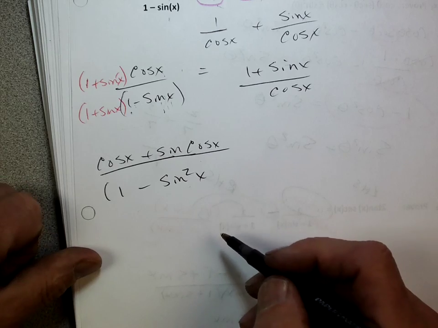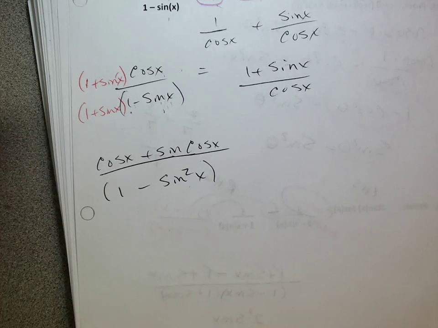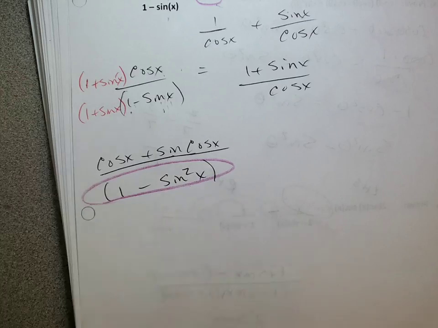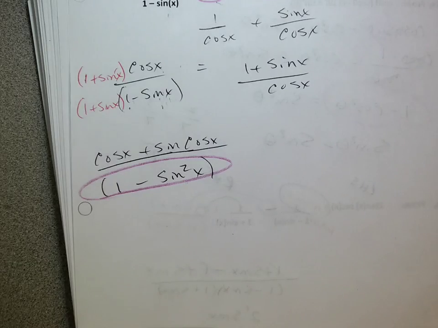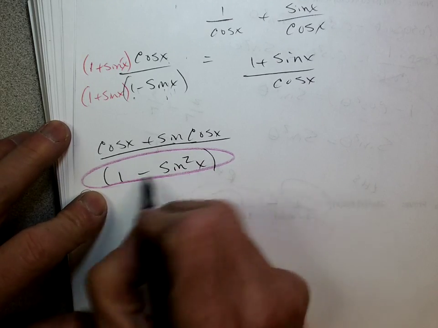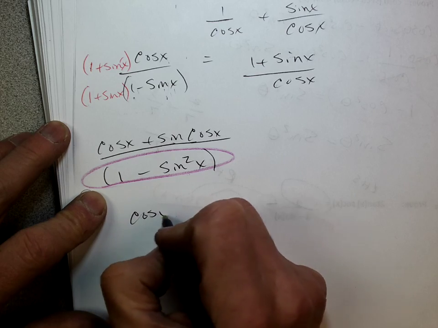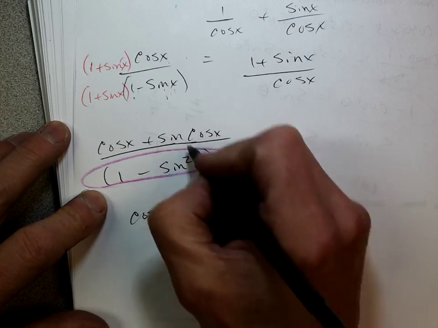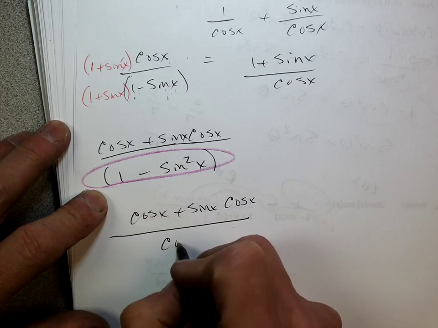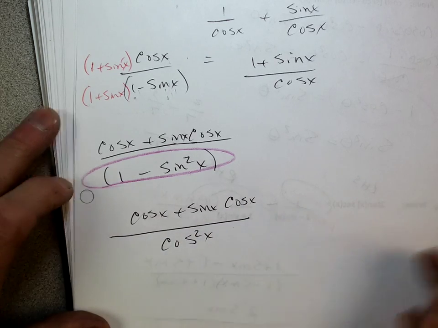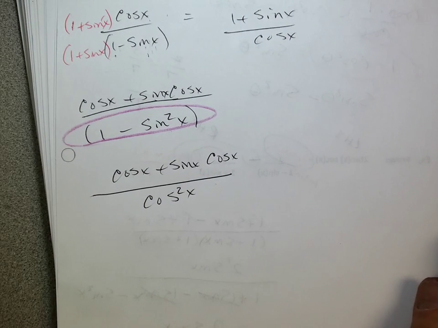Now, how does that help me? Well, I think this is an identity, isn't it? So what is 1 minus sine squared? Well, 1 minus sine squared is cosine squared, right? So I'm going to change this into a cosine squared. So I'll have a cosine of x plus a sine of x cosine of x all over a cosine squared of x. Now what? Change it into cosine on the bottom, and you can cancel out the cosine.